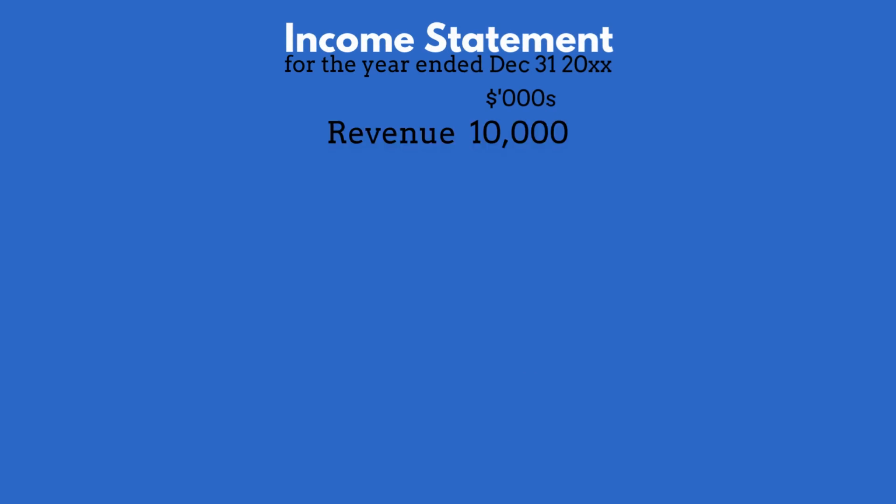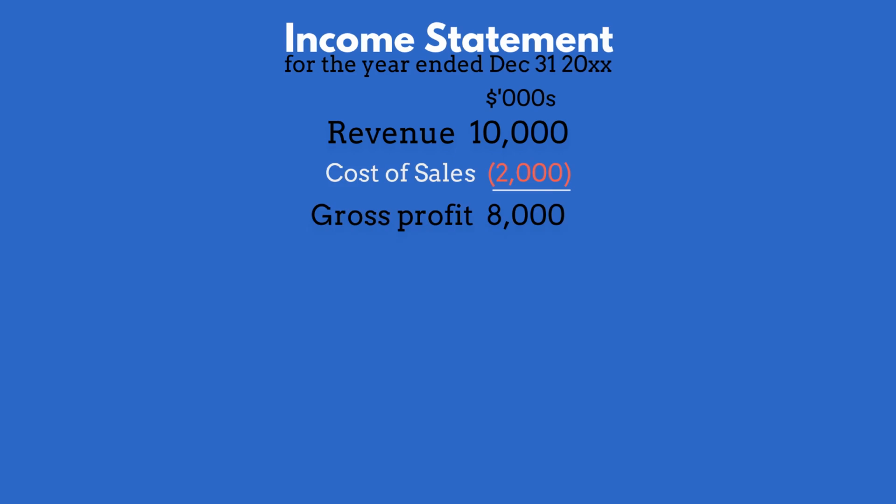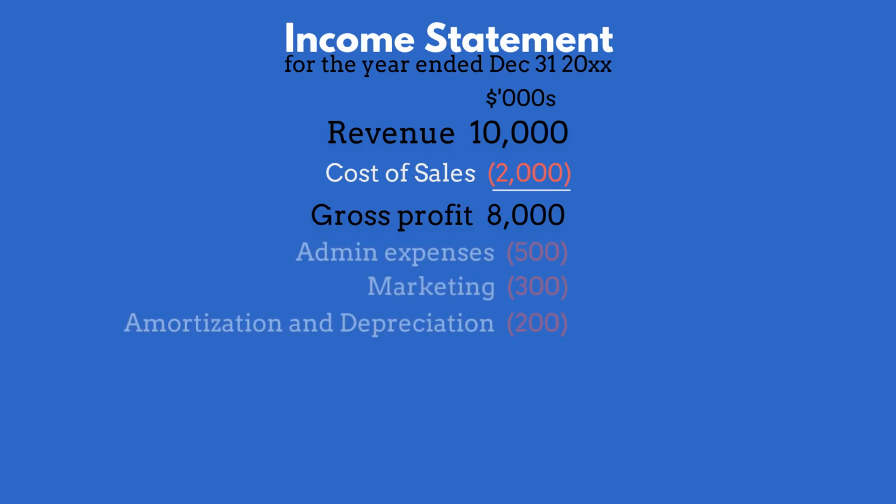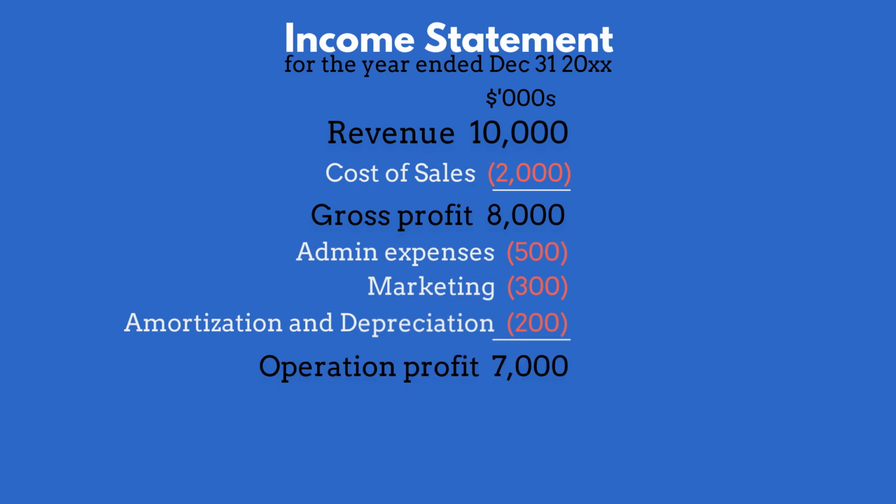Now, what we're gonna do with these is put them in the corresponding sections of the income statement, starting with the revenue of 10 million, less 2 million in cost of sales, which is a direct operation cost, which gives us a gross profit of 8 million. Then we deduct operating costs of 1 million to reach an operating profit of 7 million.